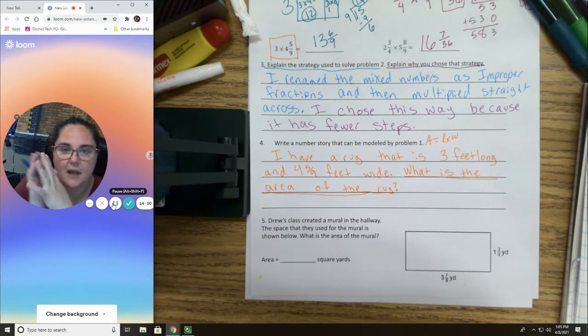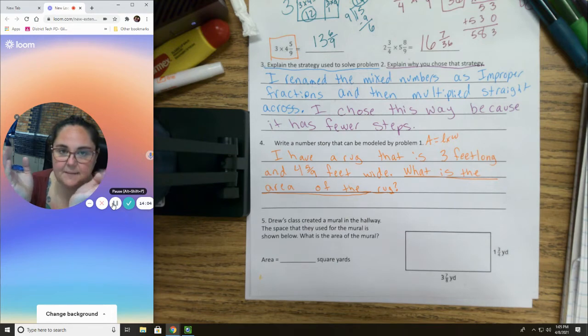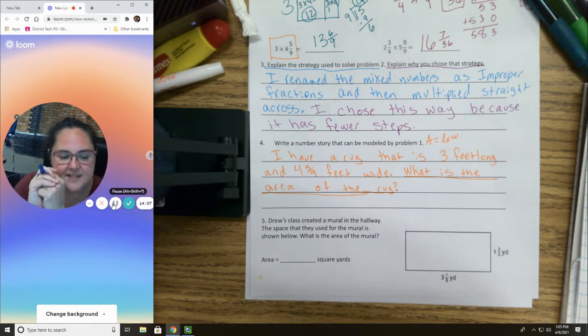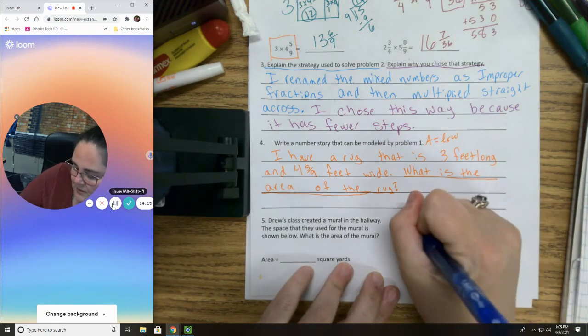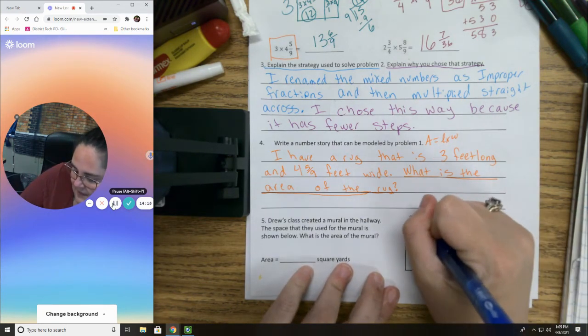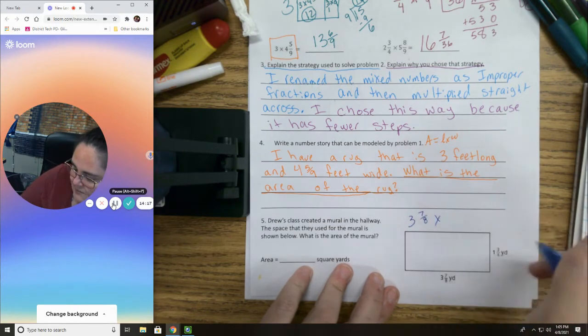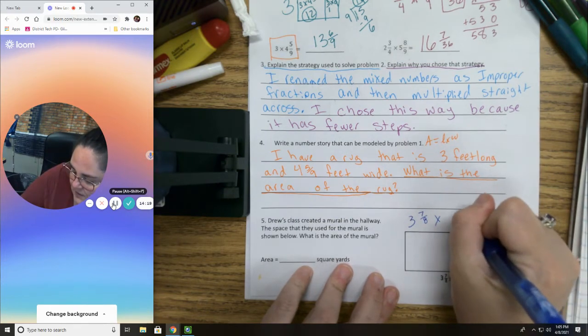Guys, area. You multiply, right? So on this one, I'm going to have you go ahead and do the math on your own, and we will check to see if you're right. You are going to multiply 3 7/8 times 1 3/4.